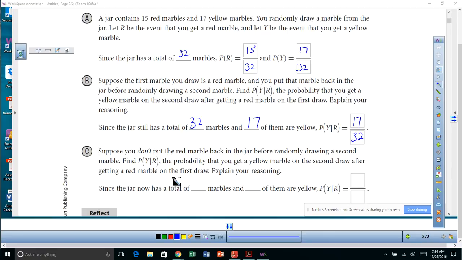Suppose you don't put the red marble back in the jar after randomly drawing a second marble. Find the probability of yellow given red, the probability that you get a yellow marble on the second draw after getting a red marble on the first draw. Explain your reasoning. Since the jar has a total of 31 marbles and 17 of them are yellow, it would be 17 over 31. Okay. Remember, it had 32, but you took a red one out, which made it 31.